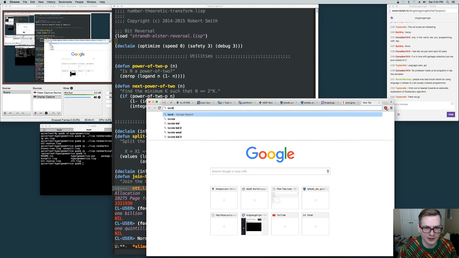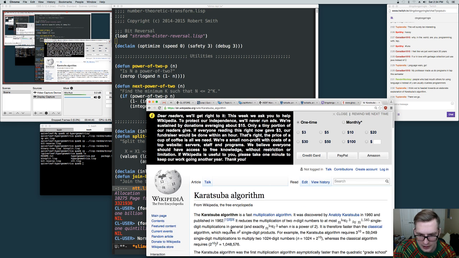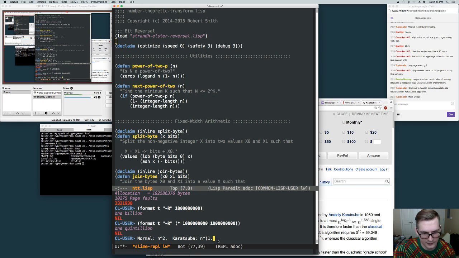Let's look it up. Karatsuba. 1.58. So let's look at the difference. Normal schoolbook is 1 billion to the power of 2.